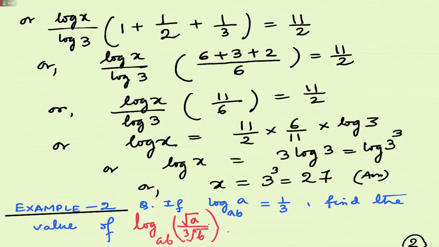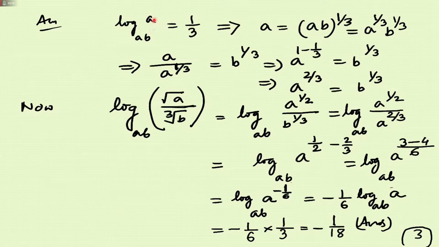Now this problem is also given in my previous video. The problem is, if log a base ab equal to 1 by 3, find the value of log of square root of a by cube root of b with base ab. Now we have log a base ab equal to 1 by 3, and by the definition of log you can write a is equal to ab to the power 1 by 3, and this can be written as a to the power 1 by 3 into b to the power 1 by 3.